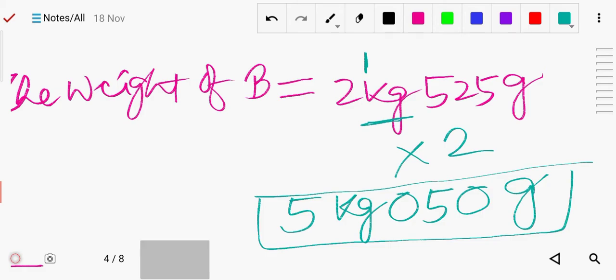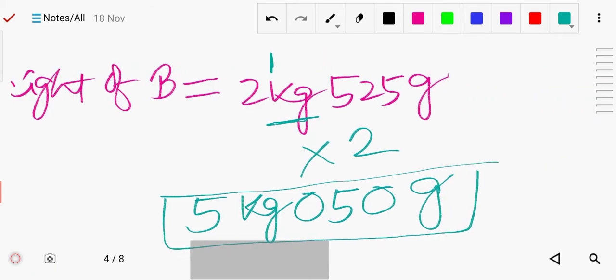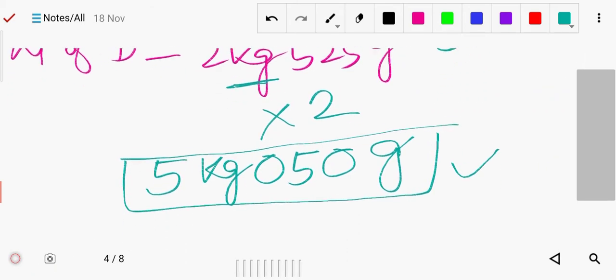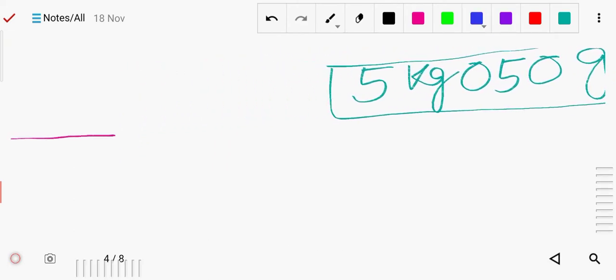Okay, so the weight of B we got because it is given as 2 times A. So whatever the weight of A is, we multiplied by 2, and this is the weight of B. Now we have to find the weight of C.